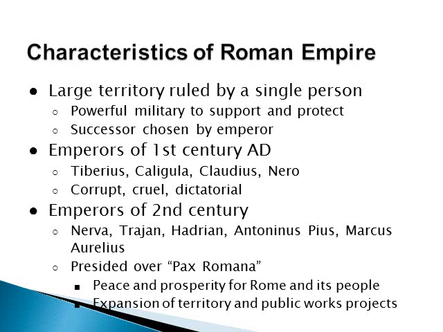The emperors of the 2nd century, however, Nerva, Trajan, Hadrian, Antoninus Pius, and Marcus Aurelius, were much more kind and compassionate and interested in the welfare of the people. And they preside over a period of time that's called the Pax Romana. It's a period of peace and prosperity for Rome and its people. There's an expansion of territory, and a number of public works building projects are undertaken in this time period.